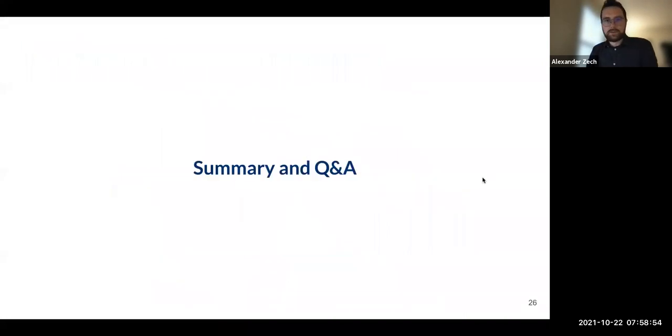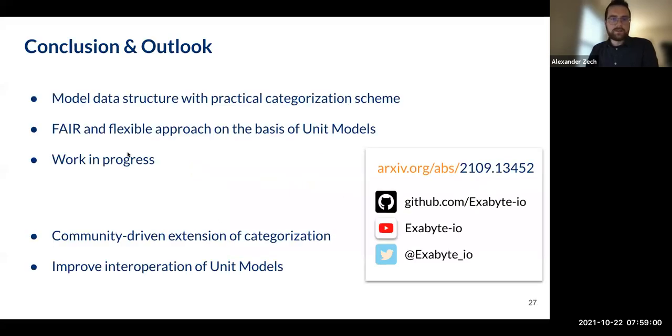So with that, I would like to summarize, and then we can go over into Q&A. So first of all, we introduced a new model data structure containing a practical categorization scheme that also fits in the FAIR data infrastructure and is a very flexible approach based on these unit models. It is still work in progress, so we would like to invite people to contribute to this endeavor, and especially because categorization is a notoriously difficult problem. One has to be very proficient in these models in order to categorize them.